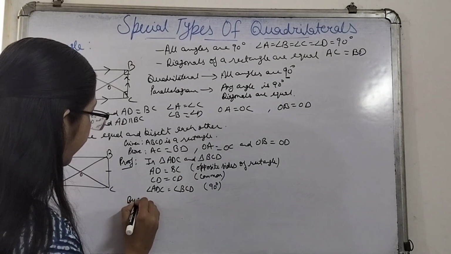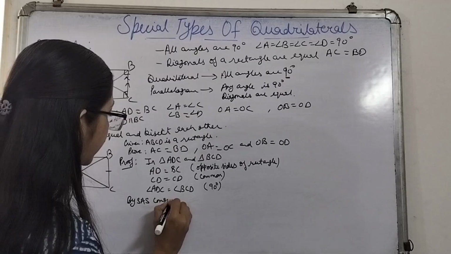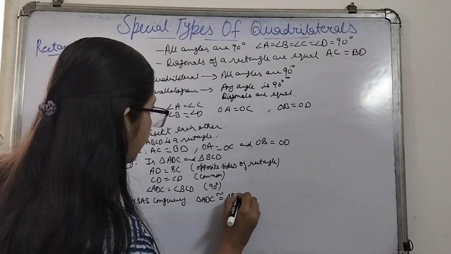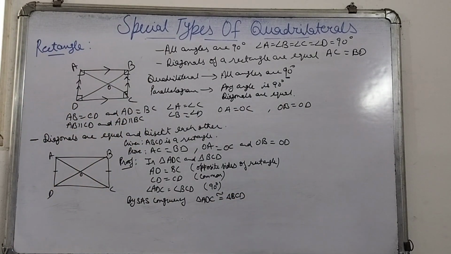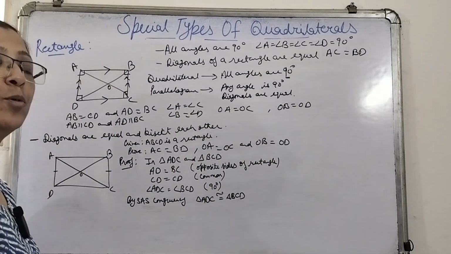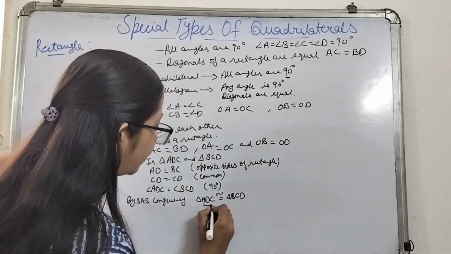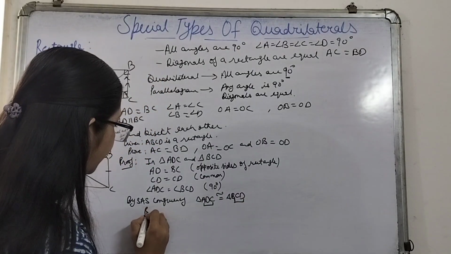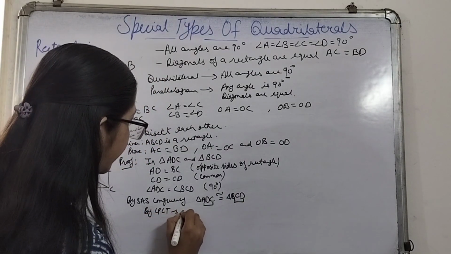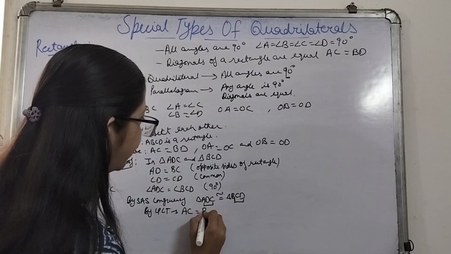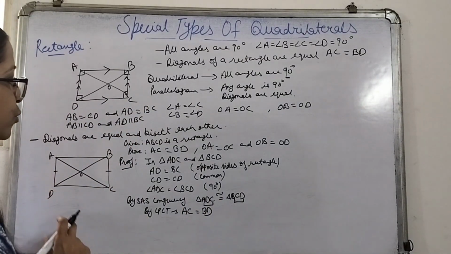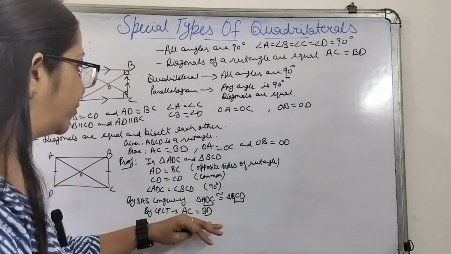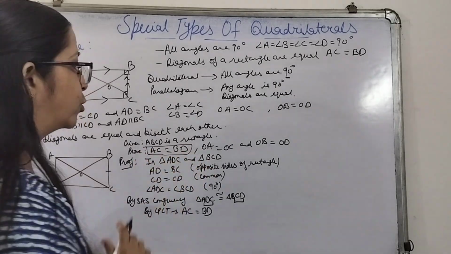So by SAS congruency, triangle ADC is congruent to triangle BCD. If these two triangles are congruent, their corresponding parts will be equal. The part corresponding to AC is BD. So by CPCT, we can say that AC is equal to BD. So we have proved that in a rectangle, the diagonals are equal.